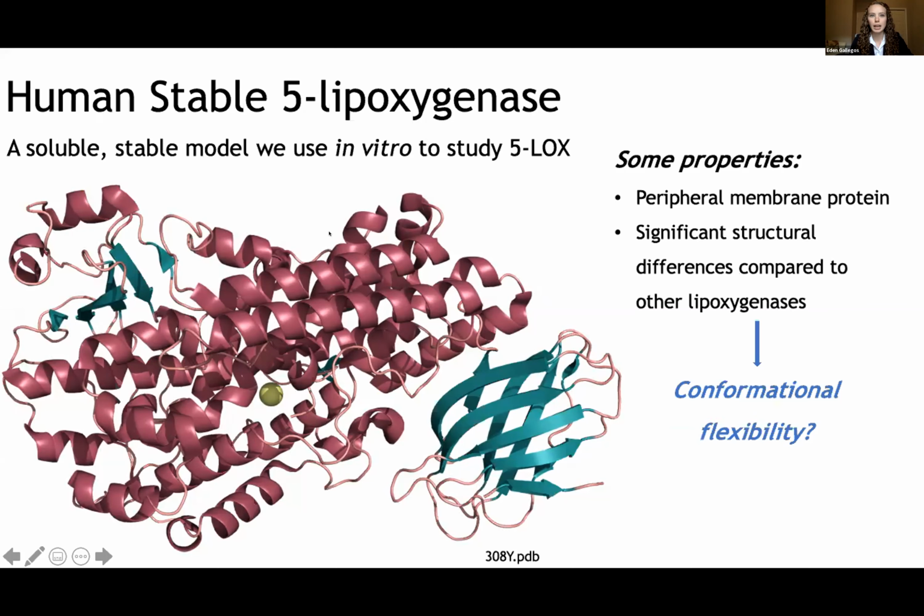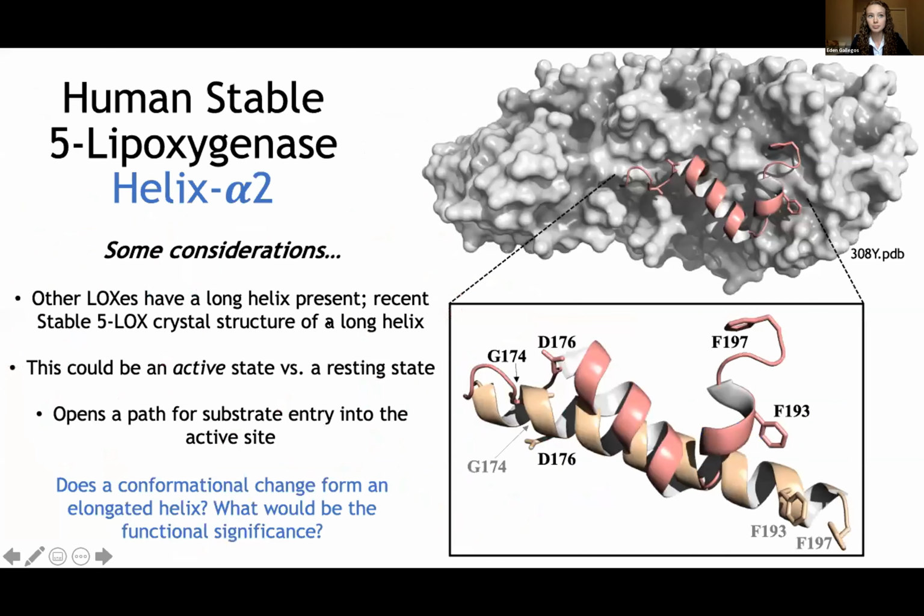This model yielded a crystal structure for human 5-LOX, and here we see the active site iron surrounded by a mostly alpha helical region. It's not emphasized here, but the structure showed a certain difference compared to other LOXes that stuck out to us and gave us a hypothesis about the potential for conformational flexibility of 5-LOX.